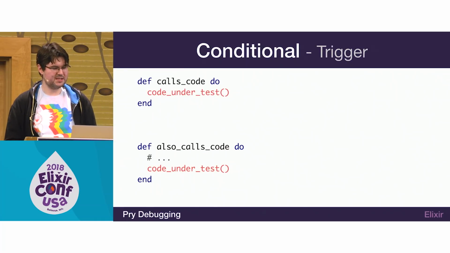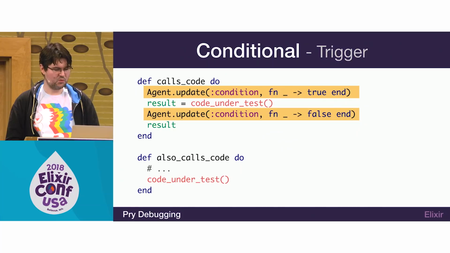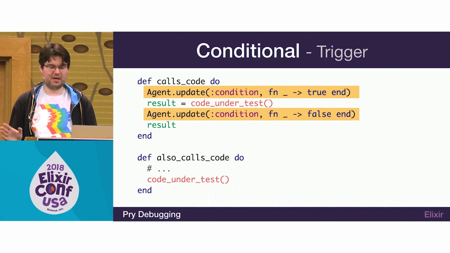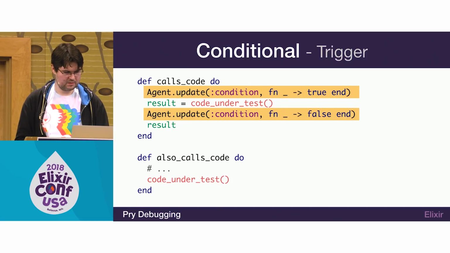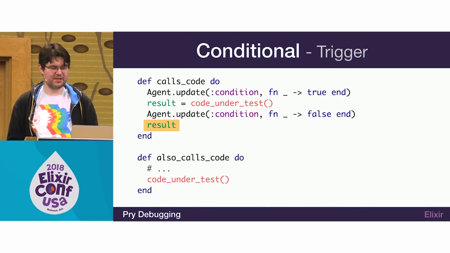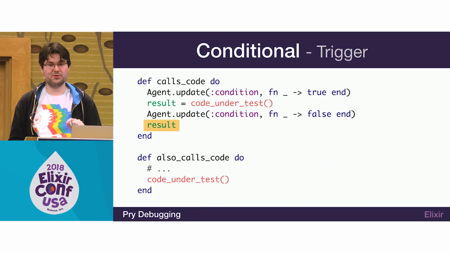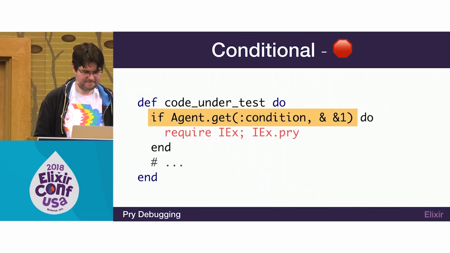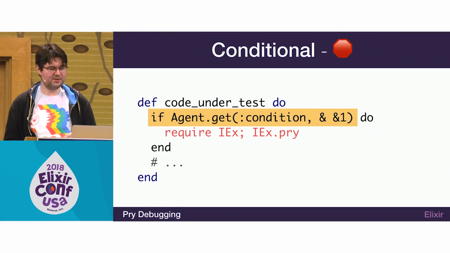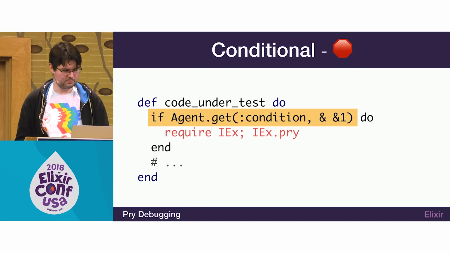Given we have multiple call sites for the code under test, we're going to toggle the breakpoint on and off by just taking a random guess about which one is the problem. Since the code under test was the last call in the function, we'll need to add a variable to capture the result. I point this out because I totally forgot to do this, and then of course the function started to return :ok, because that's what update returns. In the code under test, we can check the condition agent state and only pry when it's true.